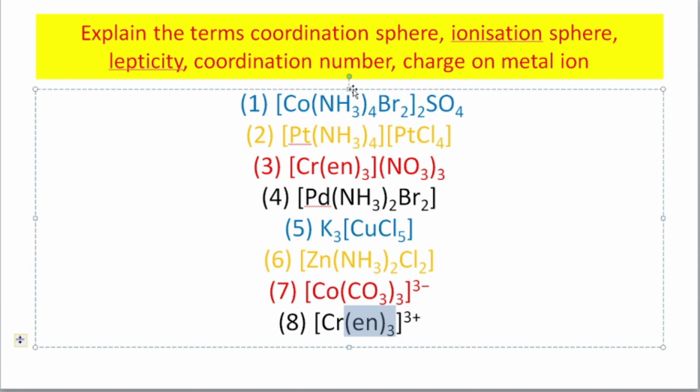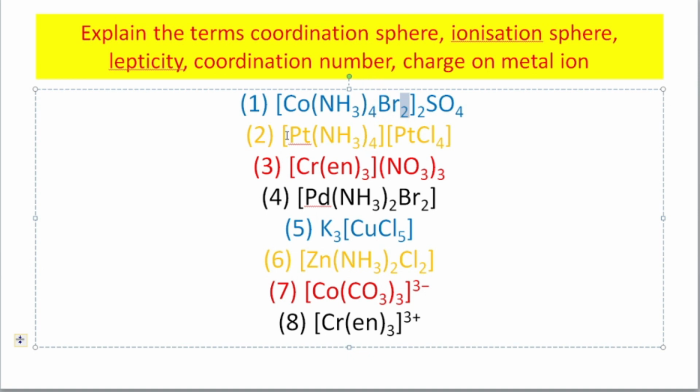Now let us find the coordination number for the first complex. Here ammonia can form one bond. One ammonia can form one bond. So how many ammonias are there? 4. Bromide can form one bond. So how many bromides are there? 2. So 4 plus 2, 6. So coordination number is 6.